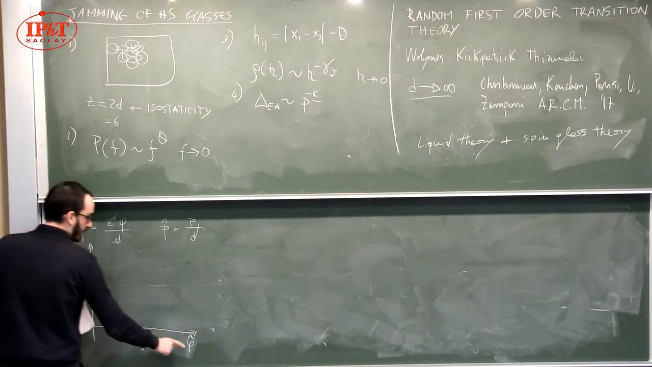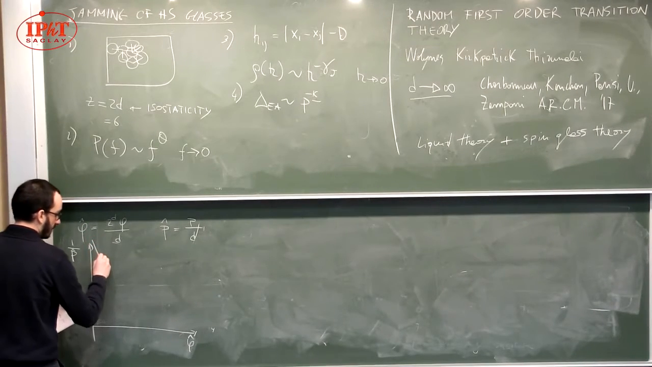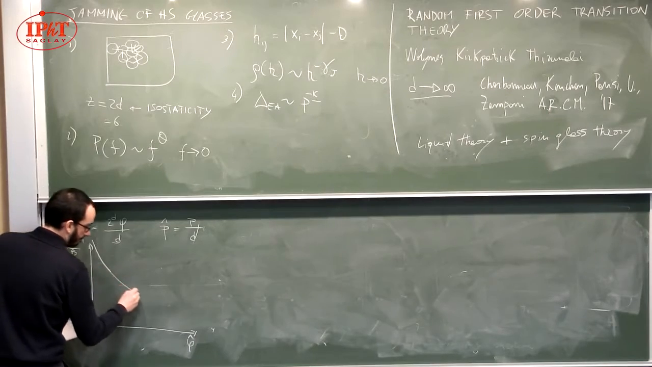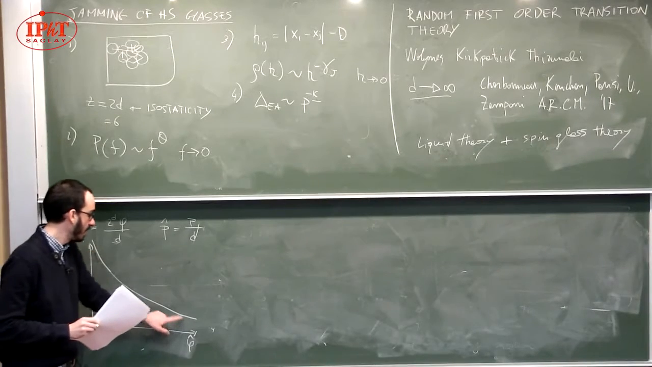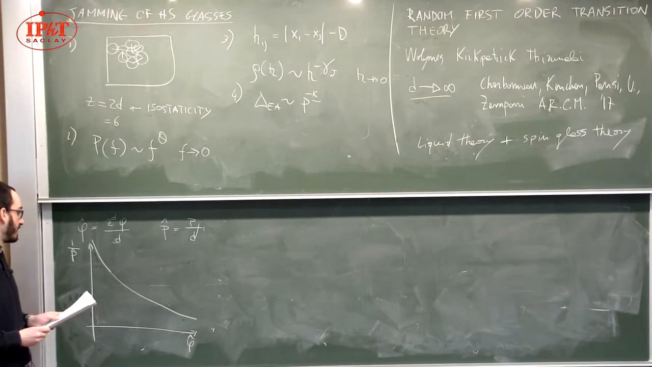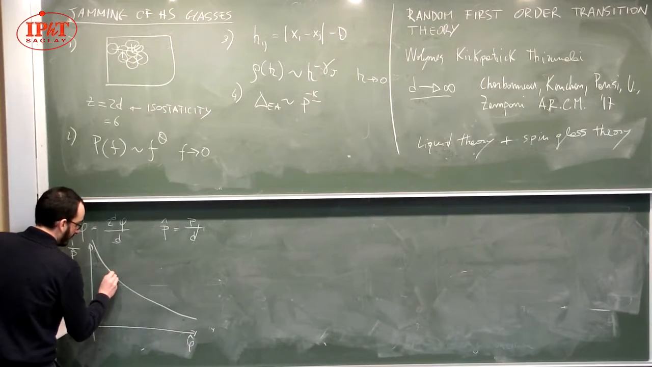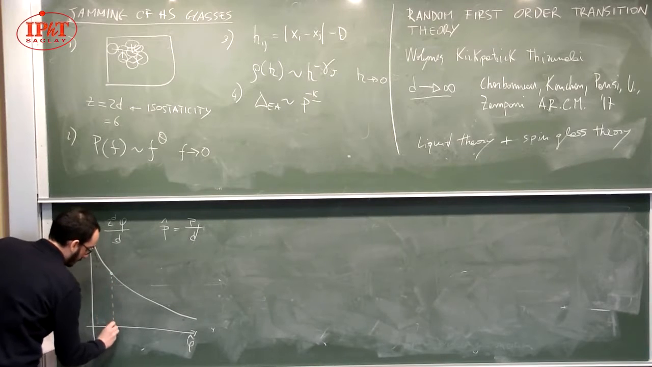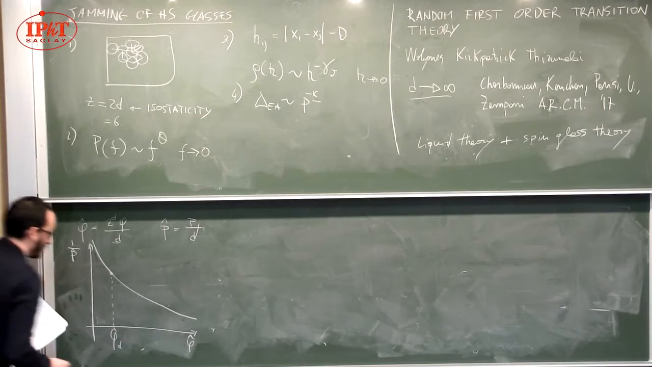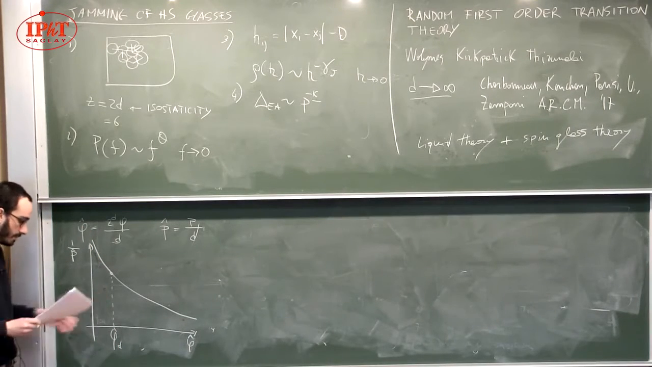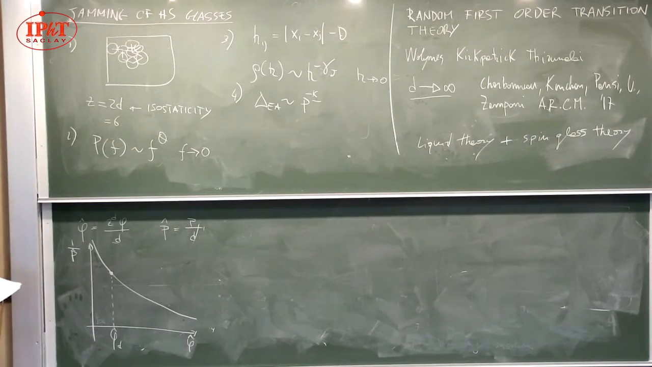If you start at low packing fractions, you are in a kind of liquid state, and then the pressure increases. This line is the equation of state of the liquid state. There is a phase transition here that I call a dynamical transition, and this signals the appearance of glassy states.